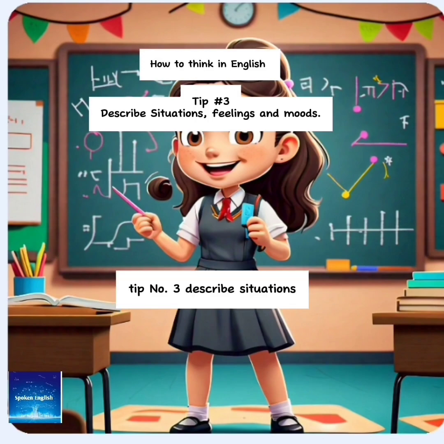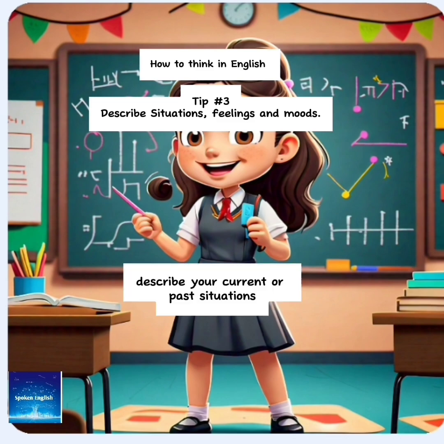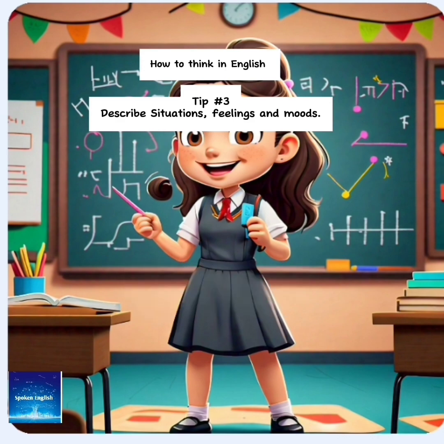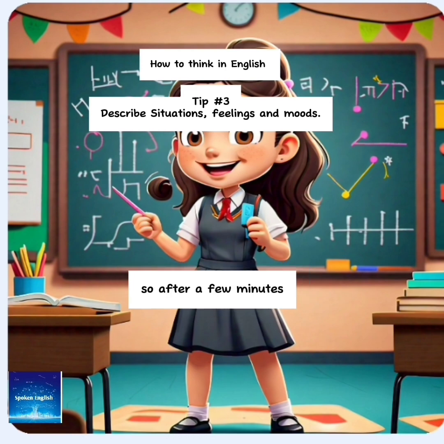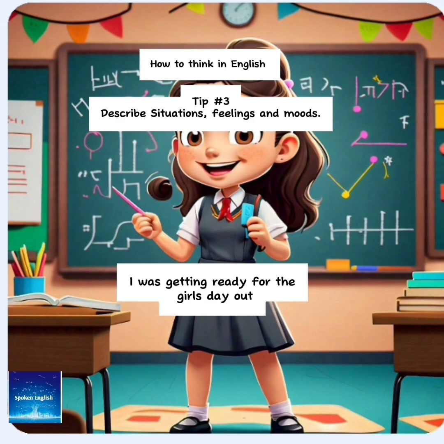Tip number three: describe situations, feelings, and moods. Describe your current or past situations. You can also talk about your feelings and moods. For example, I was sitting alone in my room feeling bored. Suddenly, my phone rang. I picked up the phone. My friend was on the phone. She wanted to go out for lunch. She asked me to come with her. So, after a few minutes, I was getting ready for the girls' day out.